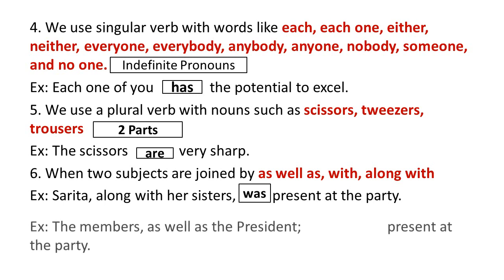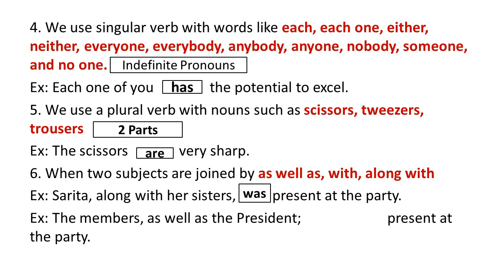Now let's take another example. The members as well as the president were present at the party. Again, we have two subjects, that is the members and the president. According to the rule, verb must agree with the first subject. And the first subject in the example is plural. Therefore, we have to take plural verb. The members as well as the president were present at the party.